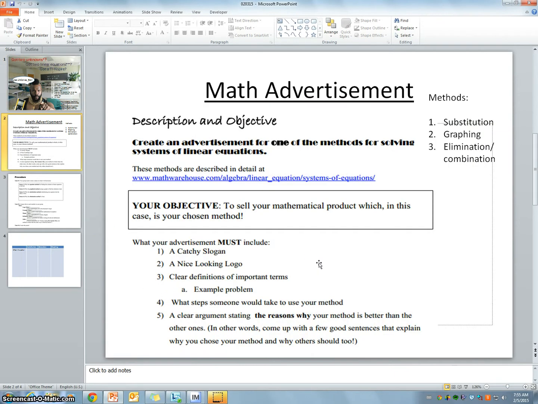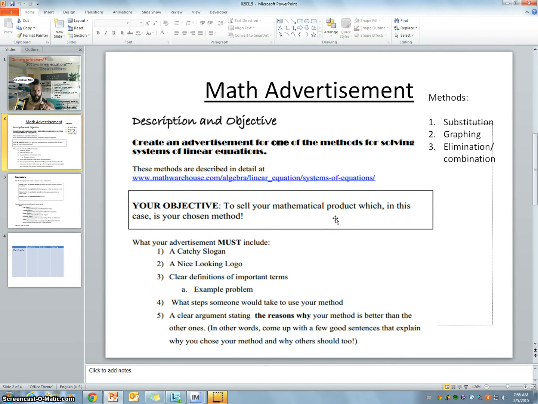The math advertisement assignment that I assigned today has the following instructions. You must choose one of the three methods described right here: substitution, graphing, or elimination/combination. As you'll recall from your algebra class, these are the three methods to solve systems of linear equations. That is, to find the solution to two equations at the same time.